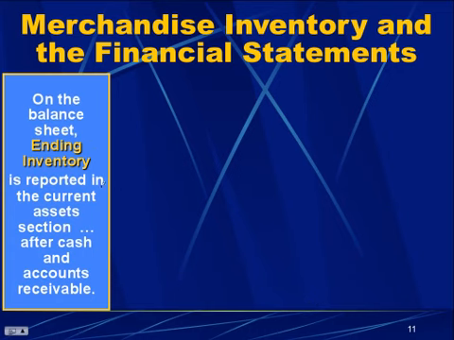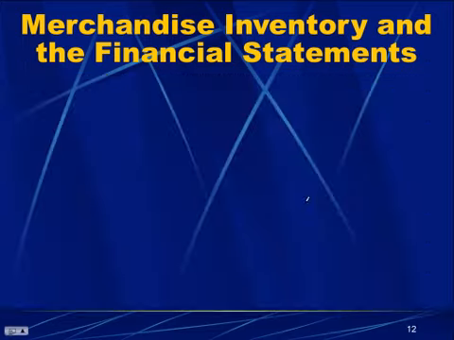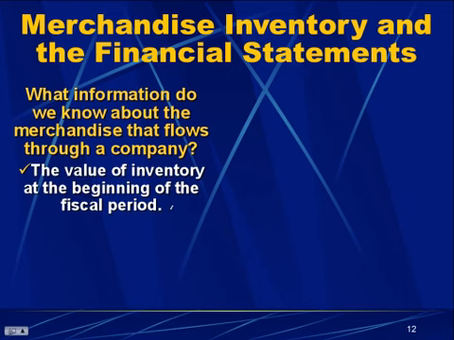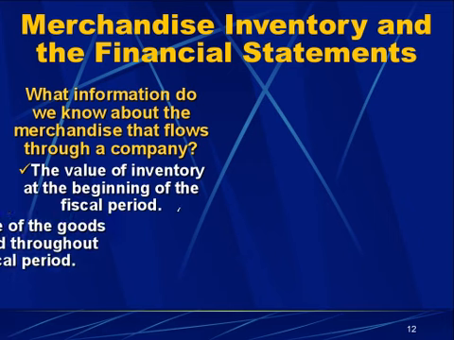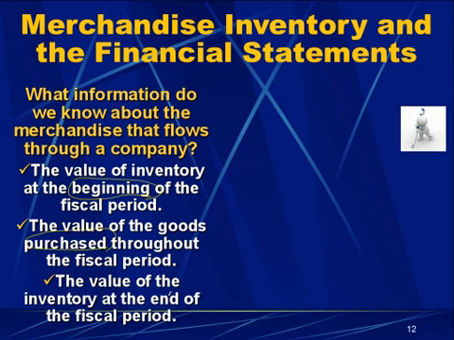So our ending inventory is reported in the current asset section, and it's going to now be our merchandise inventory. So what information do we know about the merchandise that flows through a company? The value of the inventory at the beginning of the fiscal period, we know. We know the value of the goods purchased, and we know what we had on hand at the end. How do we know this? From counting. This is the physical inventory.